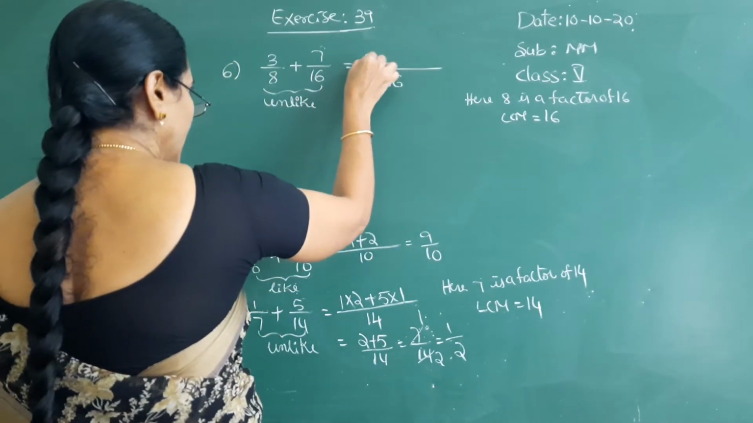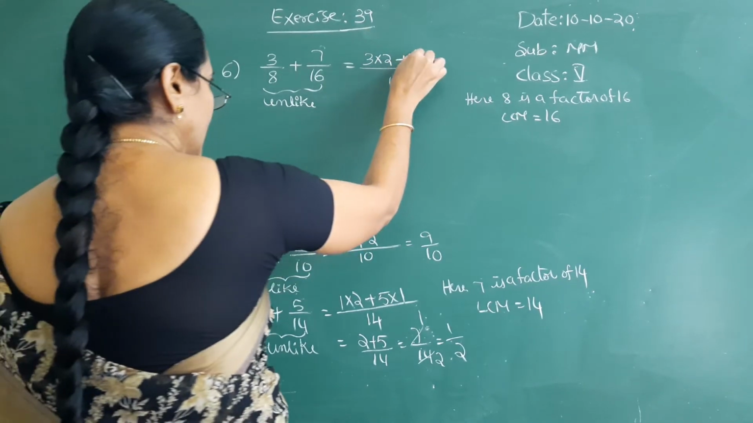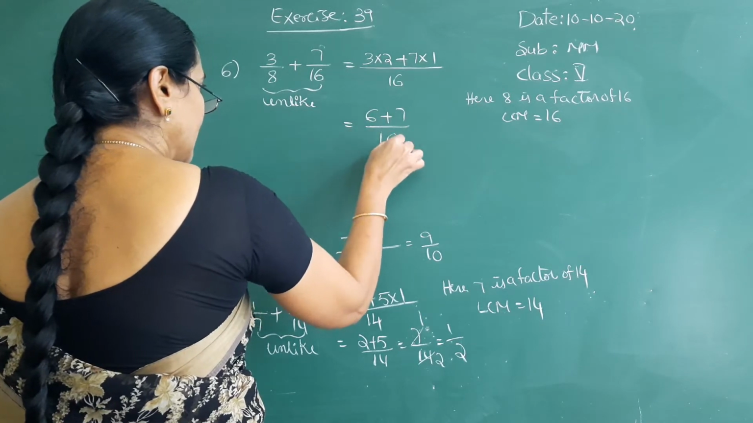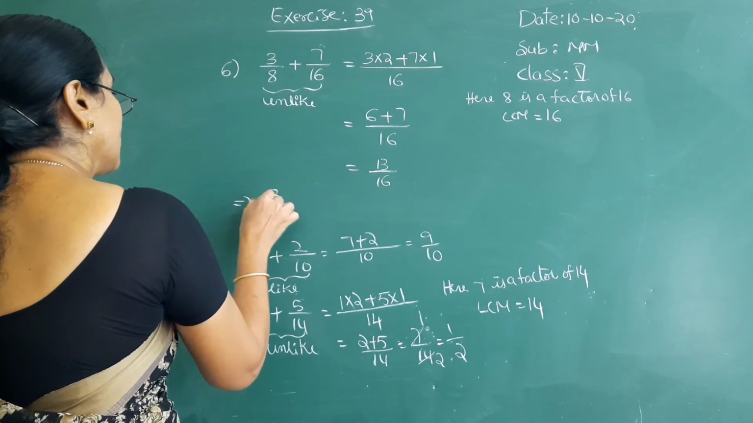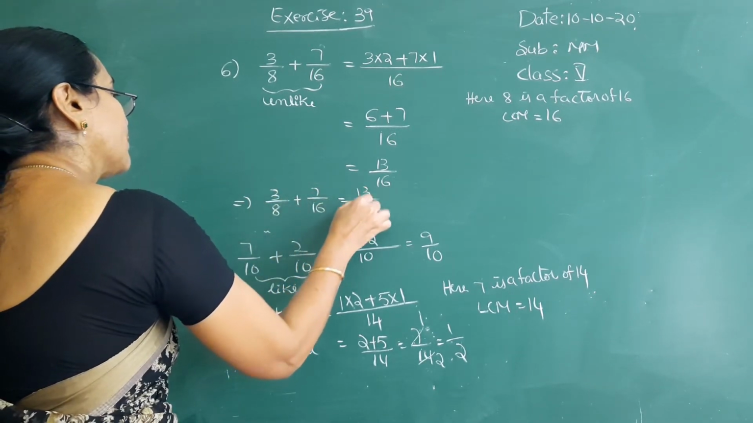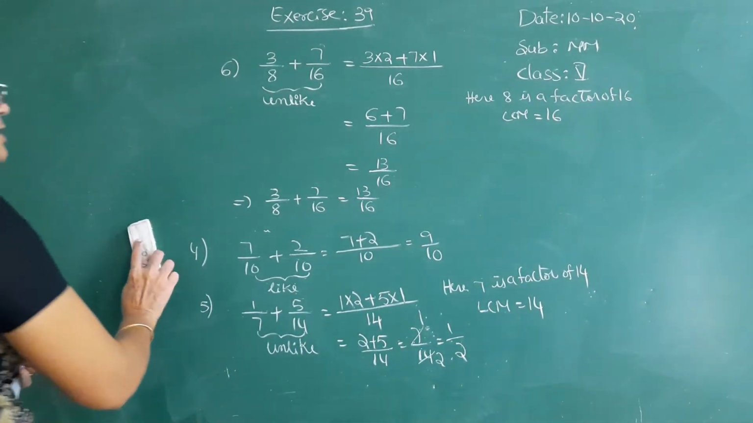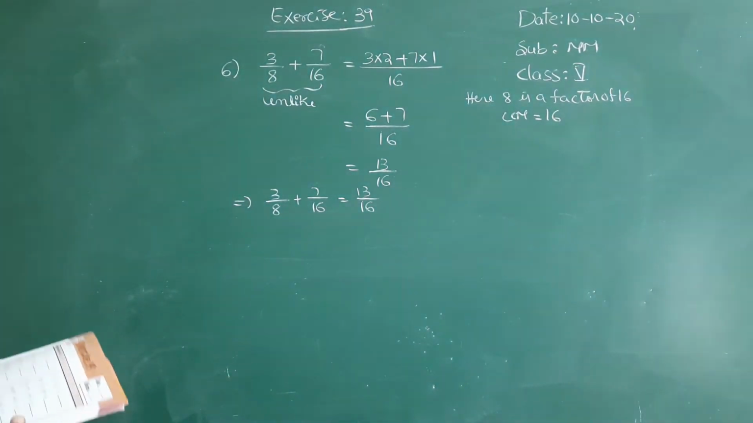8 will go in 2 times. 3 into 2 plus 16 will go in 16 1 time, 7 into 1. That is 6 plus 7 by 16. That is 13 by 16. So that implies 3 by 8 plus 7 by 16 is equal to 13 by 16. Okay. In the case of unlike fractions, we have to take the LCM of the denominators. See the next problem.